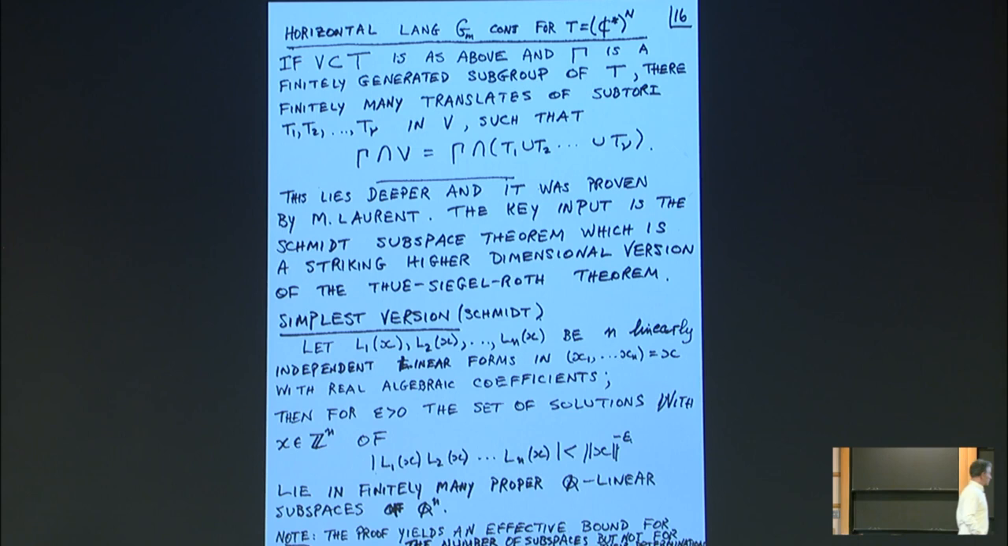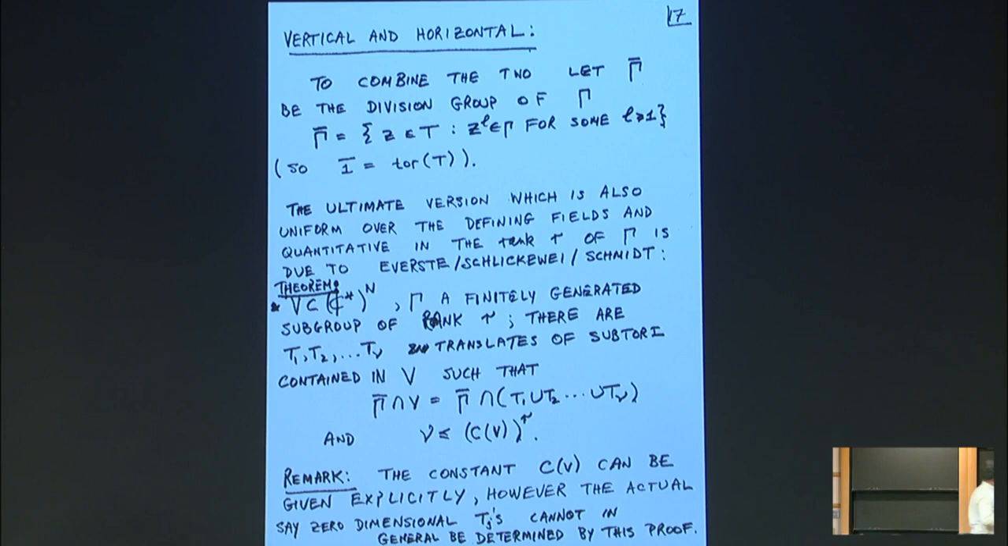So let me just say there's a vertical and horizontal, and what the theorem that we use, and I'll stop. So there's a way of combining the vertical and the horizontal together, which I don't know how to do in a Shimura variety, but I know how to do in an abelian variety and in a torus. And that is, we have a finitely generated subgroup that's fixed. And I want to know the intersection of that with the subvariety V.